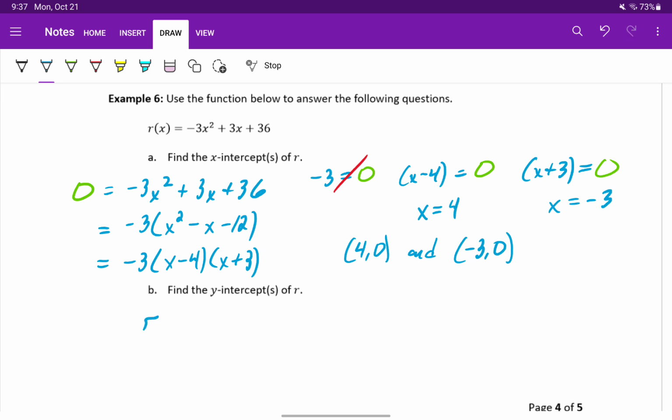To find the y-intercept, again, we'll evaluate our given function at 0, meaning we'll find r of 0 in this case. Our first term will go to 0 when we plug in x equals 0. Our second term goes to 0, leaving us with just 36. So our y-intercept occurs at the point (0, 36).